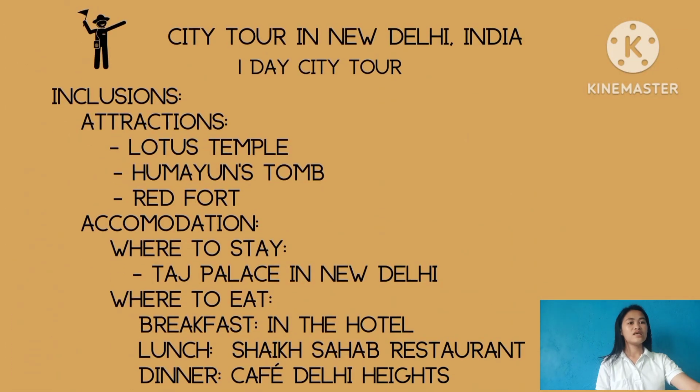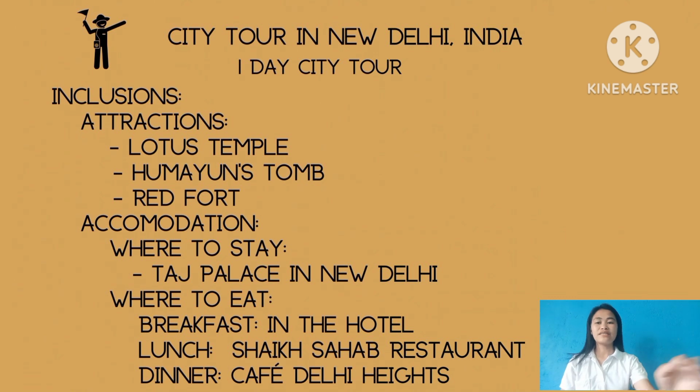Next is the city tour in New Delhi, India. It is a one day tour. What are the inclusions? First are the attractions: Lotus Temple, next is Humayun's Tomb, next is the Red Fort. For accommodation, where to stay? In Taj Palace in New Delhi. Where to eat? Breakfast in the hotel, lunch in Saikab Sahab restaurant, dinner in Cafe Delhi Heights.